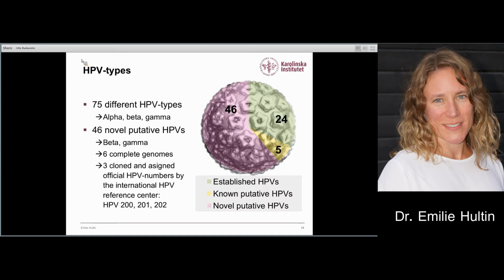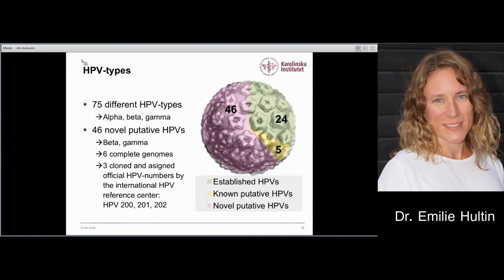And for 6 of these novel putative types, we got the complete sequence of the whole genome of the HPV, meaning that we got all the 8,000 base pairs. And we could clone 3 of them, and they were assigned official HPV numbers by the International Reference Center. And the numbers were type 200, 201, and 202.